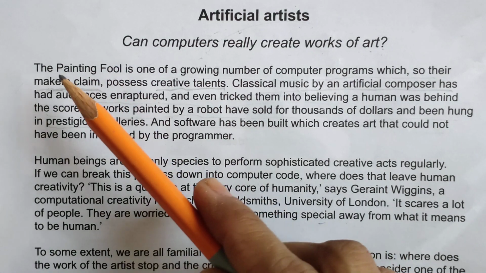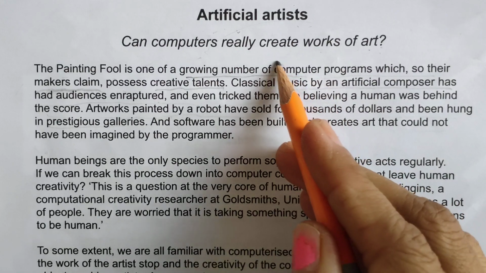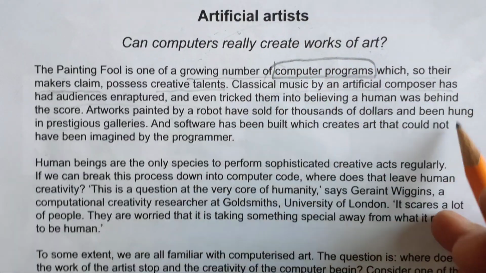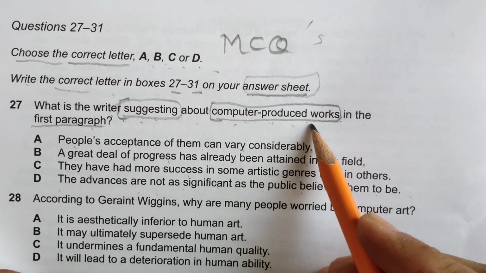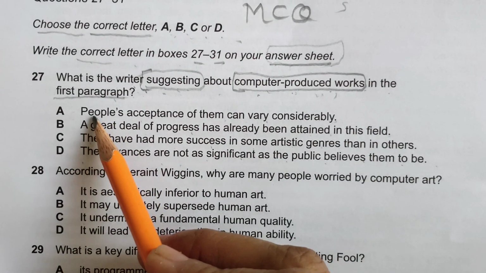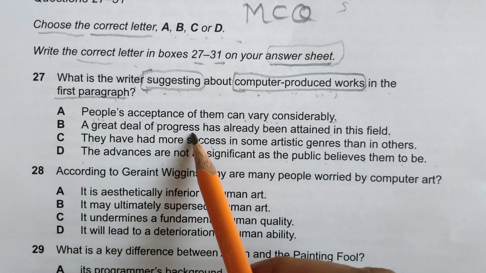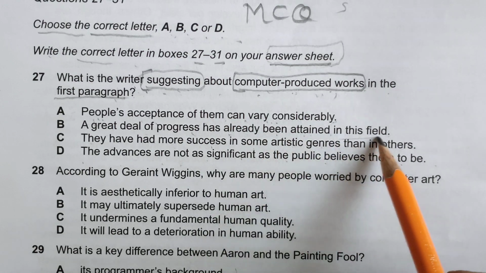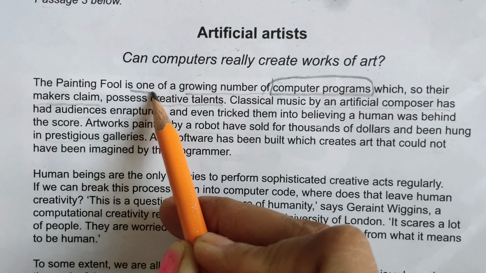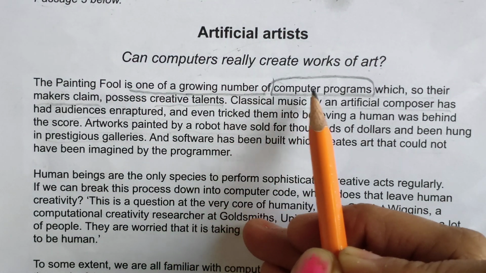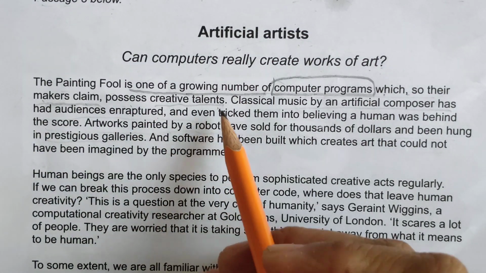Suggesting: Painting Fool is one of a growing number of computer programs. Yes, I got the word programs. Computer programs is computer produced work. It is given in the paragraph. Okay, people's acceptance of them can vary considerably. A great deal of progress has been attained in this field. Here in the first line it is given clearly: one of a growing number of computer programs which their makers claim possesses creative talents.